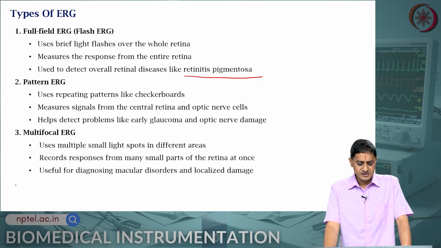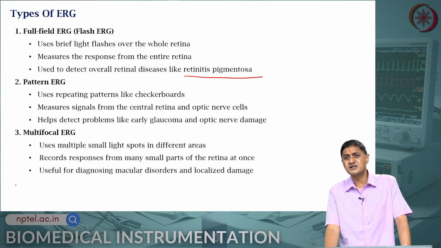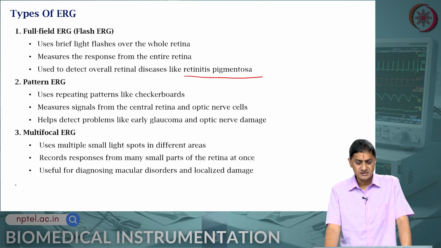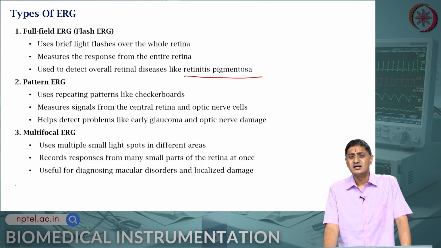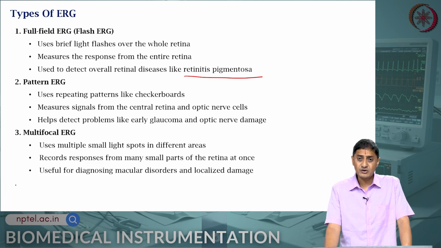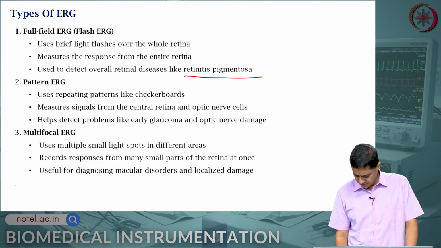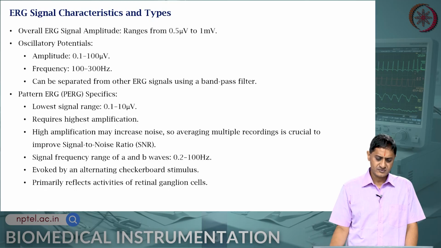Multifocal ERG presents multiple small light spots that are incident on different areas or regions, and records responses from many small parts of the retina at once, and then you can use them for summing. This is useful for finding disease of the macula and identifying any localized damage.